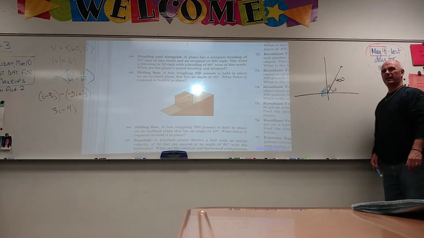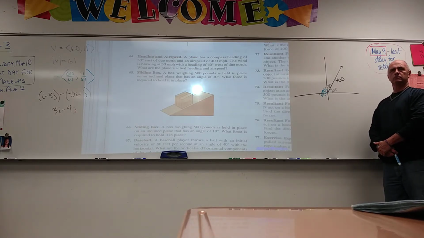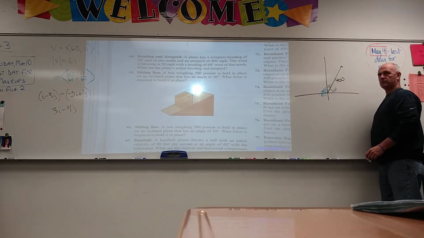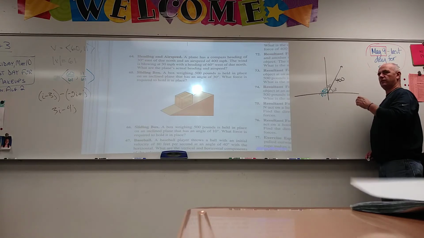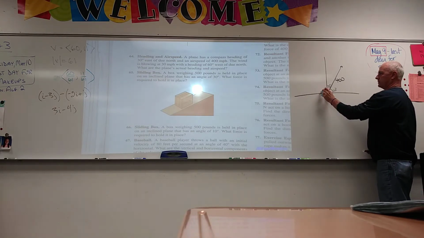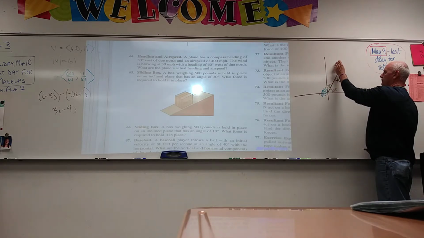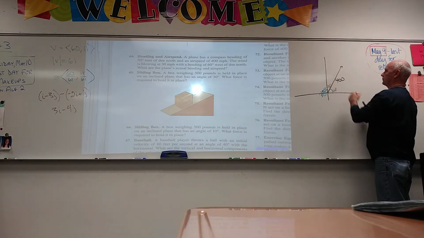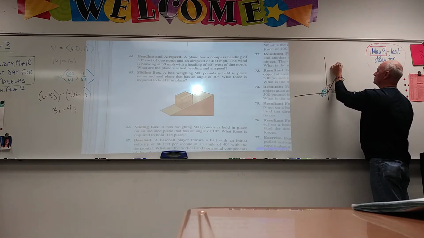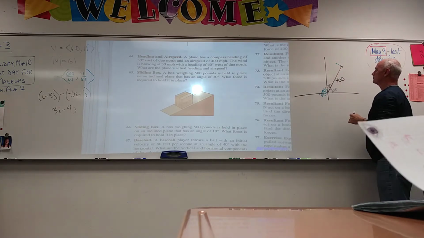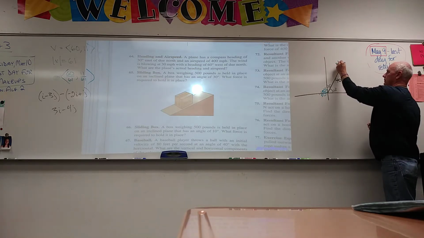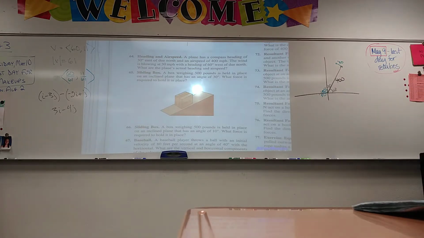All right? How do we add two vectors? Yeah. We're going to take the second vector and attach it to the end of the first vector. So we're going to take this little vector and move it up here because this is the end of vector number 1. And that's 30 miles per hour. Does that make sense? Okay.